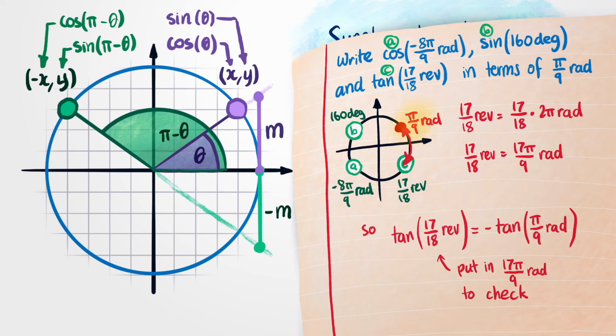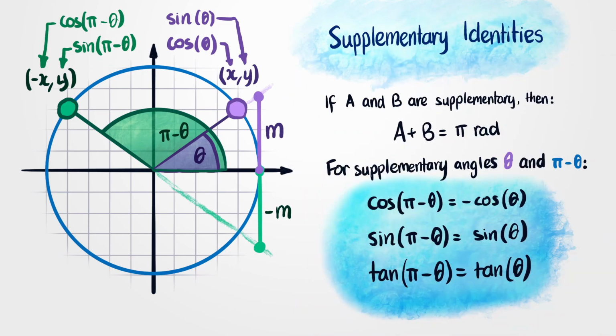Now there's nothing special about pi on 9 radians. I could have chosen any angle, and you can repeat these steps for pretty much any of the trig ratios you like. Now the identities that we've learned in this lesson aren't the only identities that we can apply to trig functions. There are actually many more. So this completes our discussion of your first trigonometric identities.